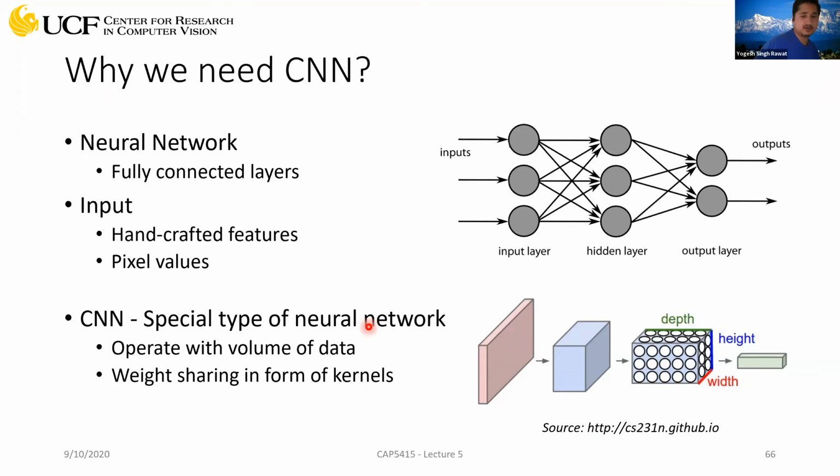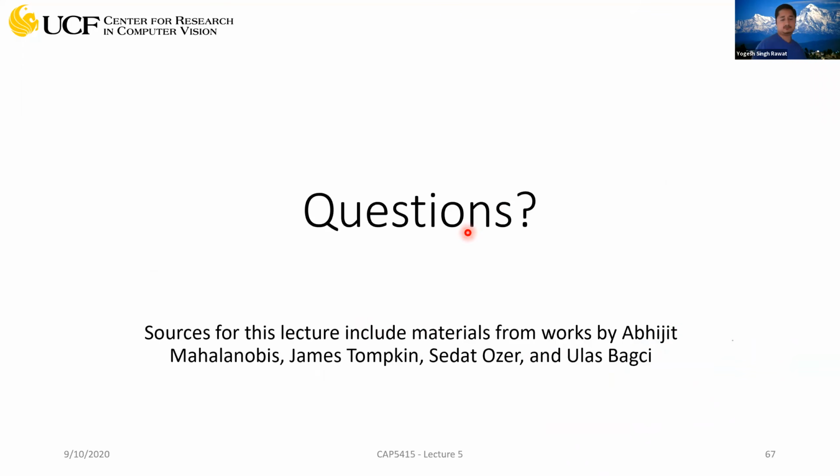So that's it for neural networks. Any questions you have? There is a question from Sunil. He's asking, does volume refer to a subsection of the image?